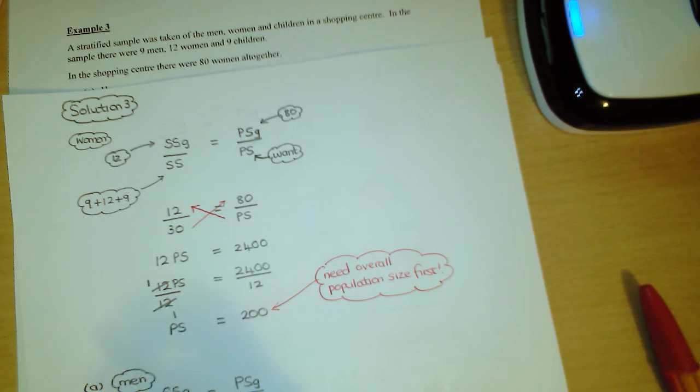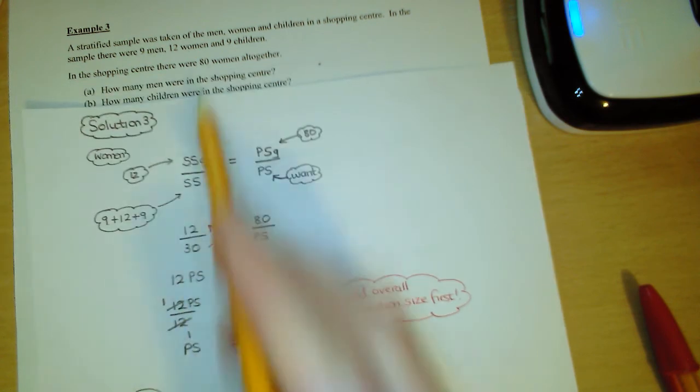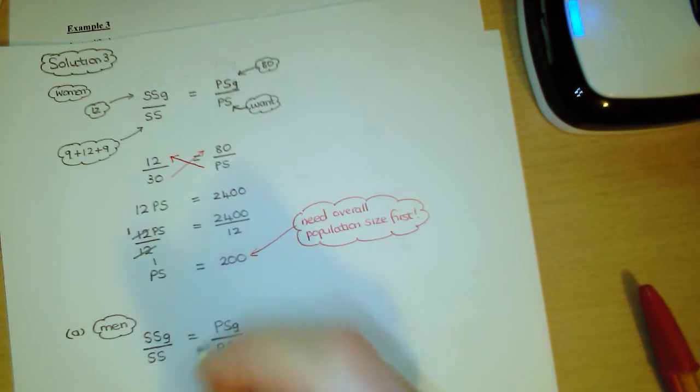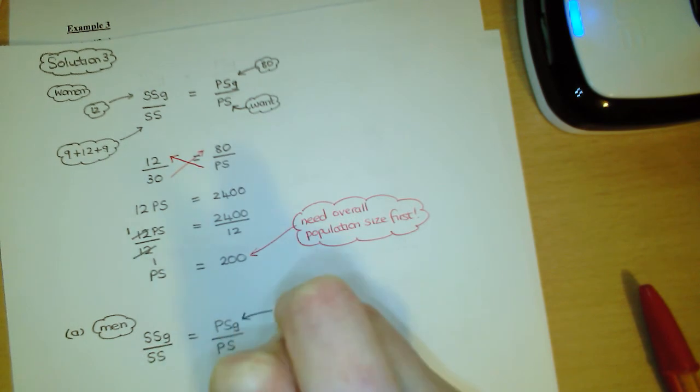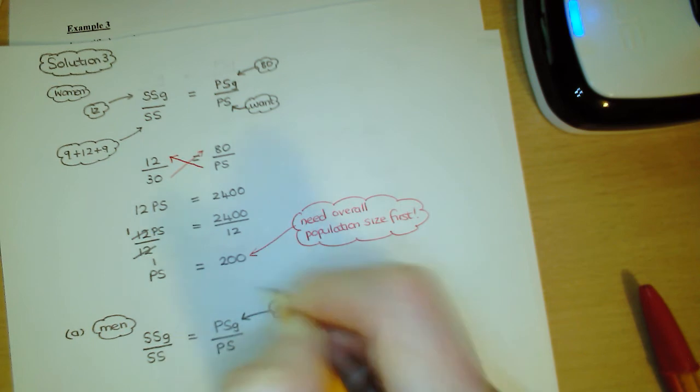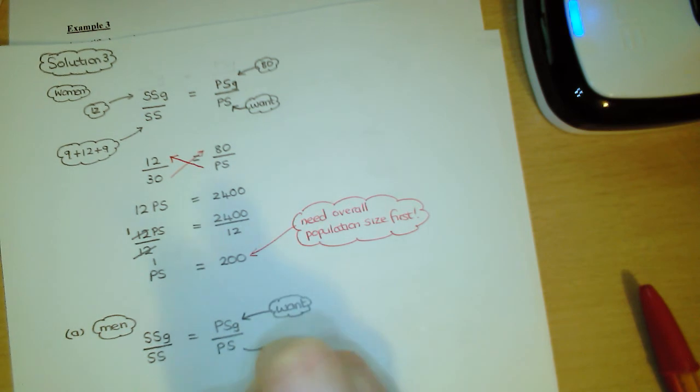So we're looking for how many men were in the shopping centre. So we're looking for the population size of the men's group. That's what we want. And we should now know the other 3 quantities. The overall population size is 200. That's what we've just worked out.